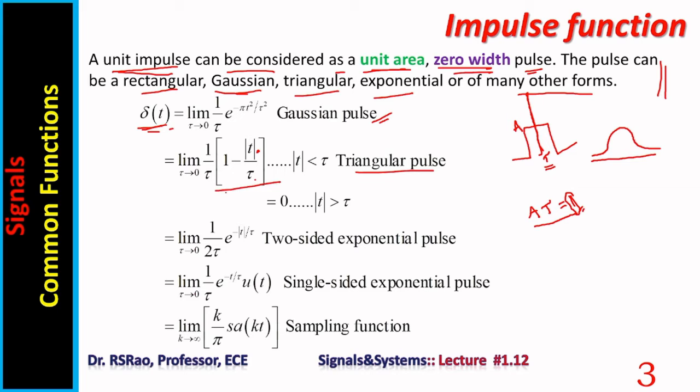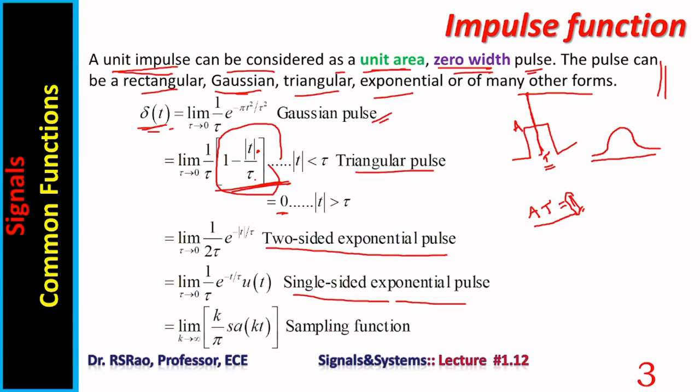This is the mathematical definition of the triangular function, for mod t less than tau. This is the expression. It is 0 when mod t is more than tau. When we consider the two-sided exponential pulse, then the definition of delta of t becomes limit tau tends to 0, 1 by 2 tau e power minus mod t by tau. When the single-sided exponential pulse is considered for the derivation of the impulse function, then the impulse function becomes limit tau tends to 0, 1 by tau e power minus t by tau u of t.